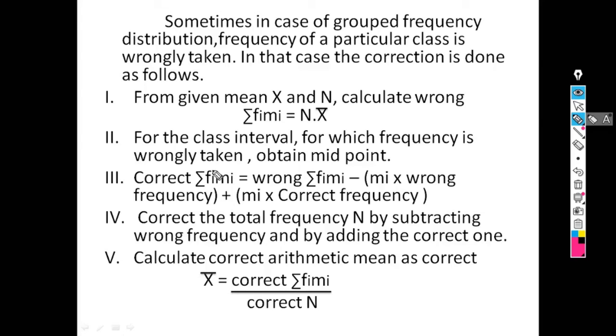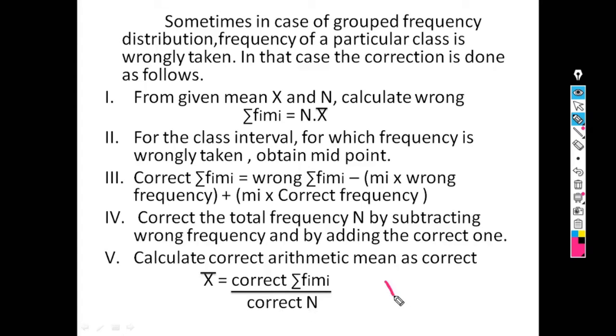Next step is correct summation of fi mi is equal to wrong summation of fi mi minus mi into wrong frequency plus mi into correct frequency. Next step is to correct the total frequency n by subtracting the wrong frequency and adding the correct one. And the last step is the formula for correct arithmetic mean: x bar is equal to correct summation of fi mi divided by correct n.